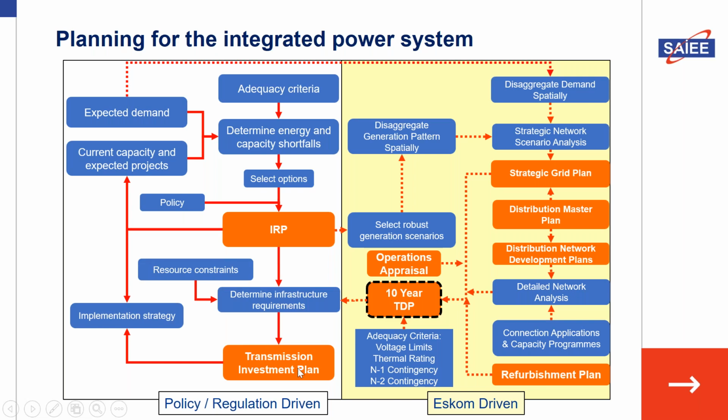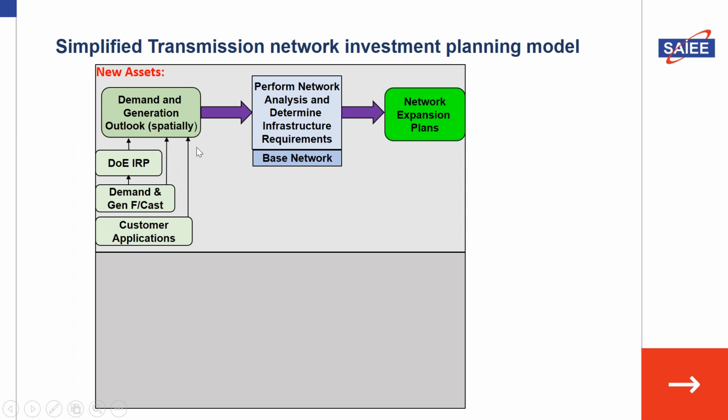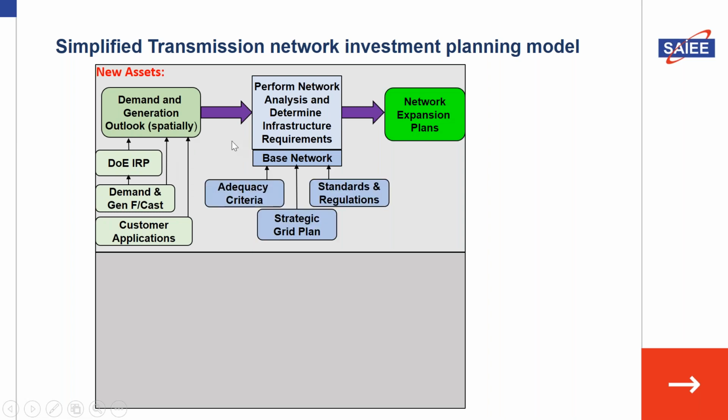Just to give you a very simplistic or high-level view of the investment planning model, as I mentioned, on the demand and generation side coming from the IRP, what we do with that information based on the existing network, looking at its capability and capacity with the necessary standards, regulations, the adequacy criteria, we ultimately come up with the network expansion plans for the country. Now this on the top block is addressing the new capacity that will be required on the system to meet the future requirements, be it for generation or for demand.